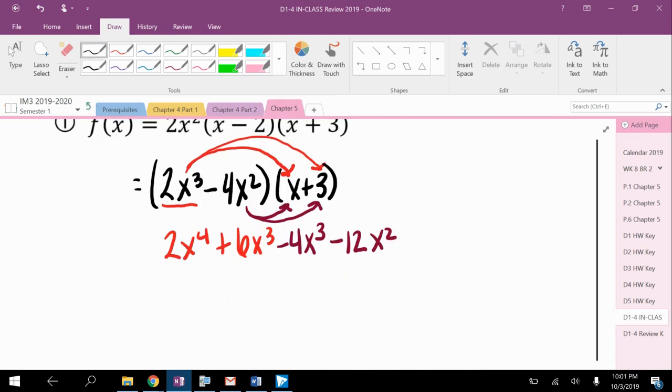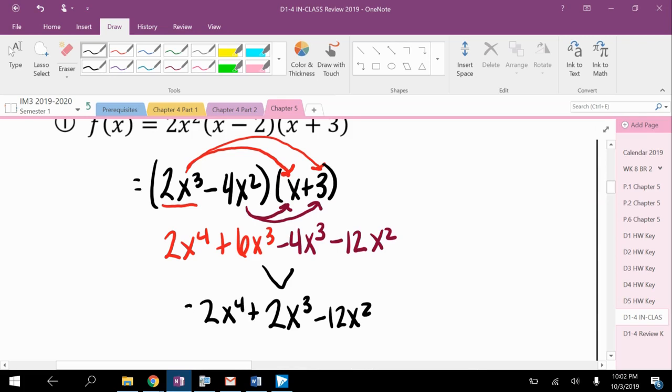Well, last step here is to combine like terms. So when you combine like terms, you have 6x cubed minus 4x cubed. So it's like you're doing 6 minus 4. So 6 minus 4 gets me 2. Bring down the x cubed. The powers don't change. You're still going to keep it x cubed. If you had 6 of something and you took 4 away from it, you still have the something. It doesn't change the variable. Bring down the -12x squared. Bring down the 2x to the fourth. And we are all done.